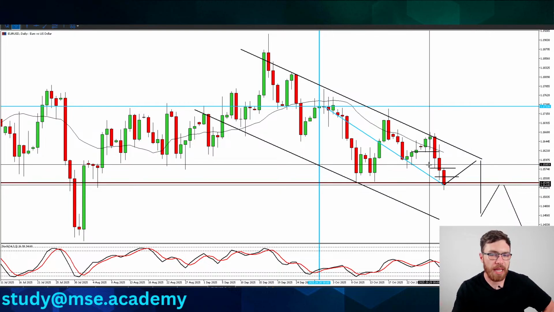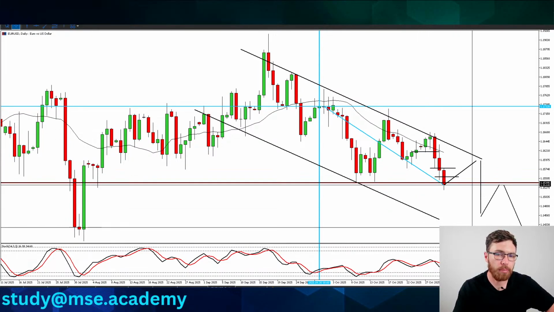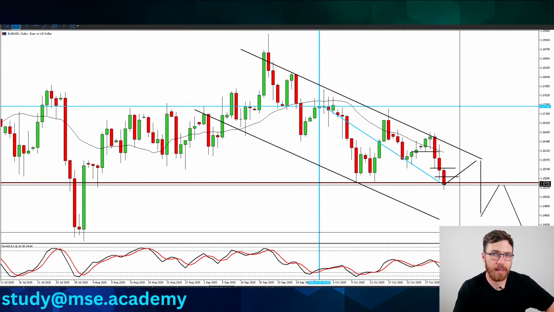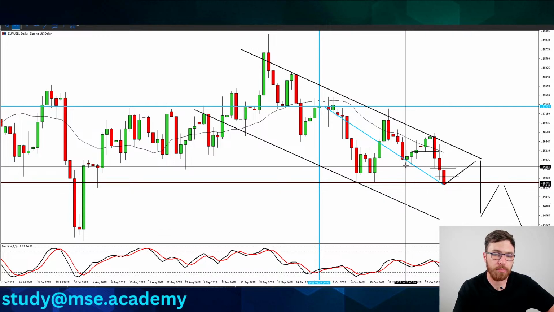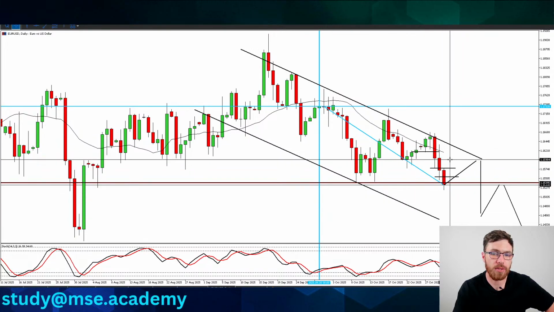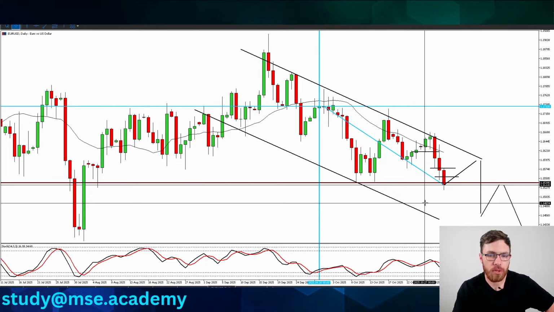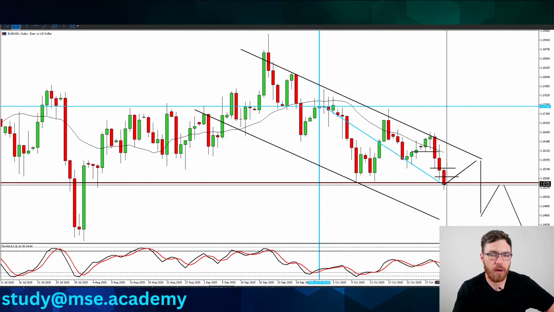So fundamentally, this definitely looks like an opportunity to get on the sell side and be able to short the euro dollar towards the end of the year. So that's going to be what I'm watching very closely now as a new trade idea.